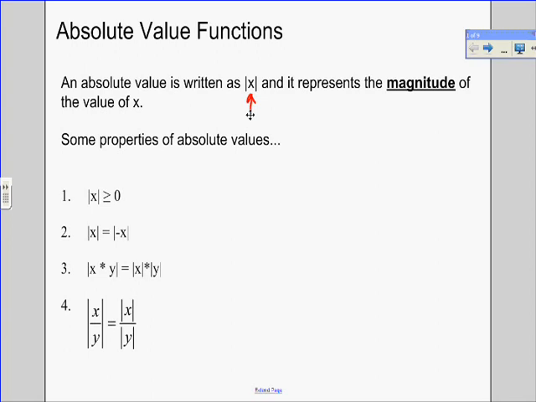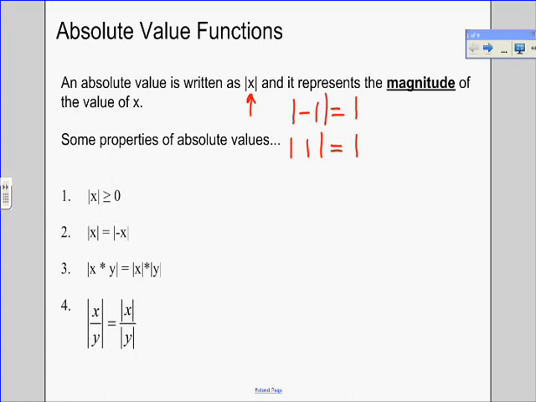And what that means is if we have a negative number that we're taking the absolute value of, it's just equal to the magnitude, in other words, no negative sign. And if I had the absolute value of something like 1, it would be equal to the same thing. So that's a little bit of a review from last year.